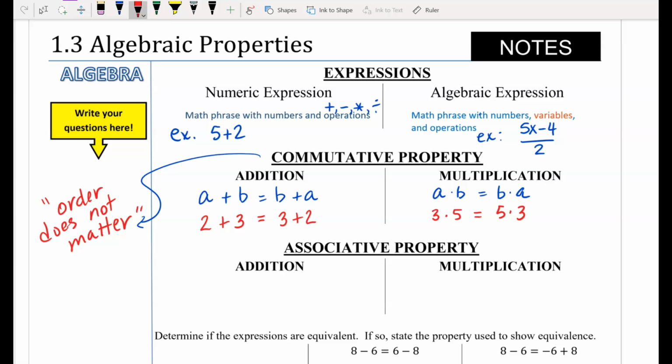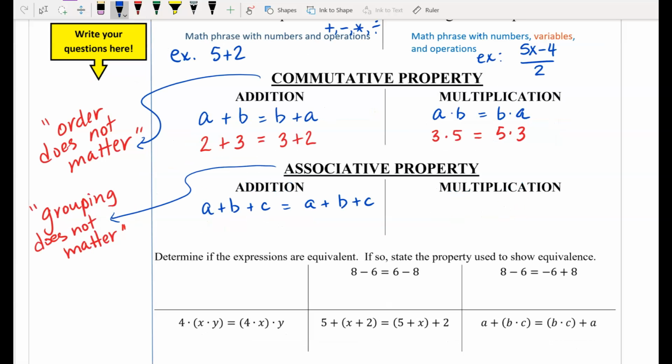Only addition and multiplication. The associative property is also only for addition and multiplication. And a way to think of associative property is that the grouping does not matter. Associative deals with grouping. So in the addition example, let's say I'm adding three numbers together, a plus b plus c. It doesn't matter if I add the a plus b first and then add the c, or if I add the b and the c together and then add the a.